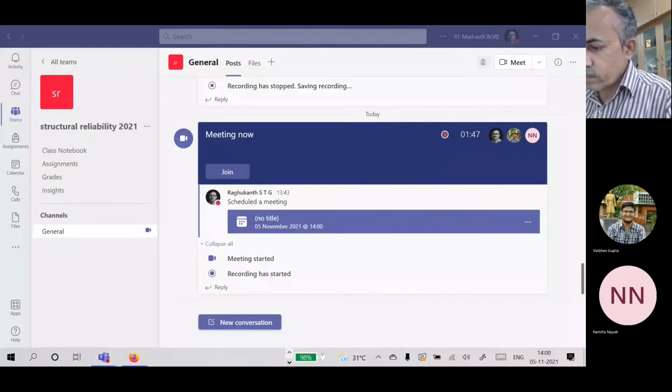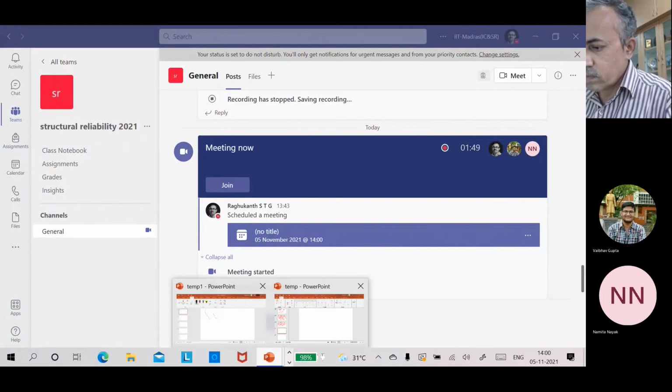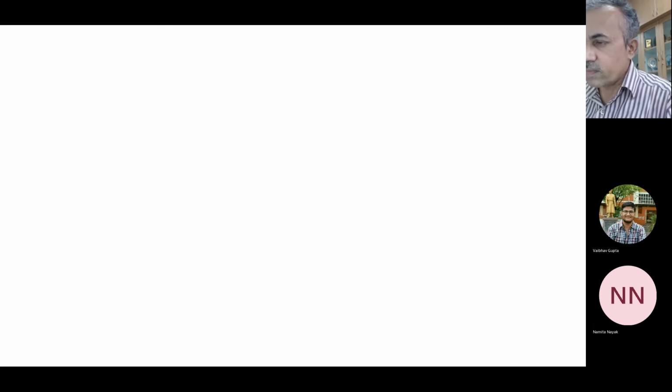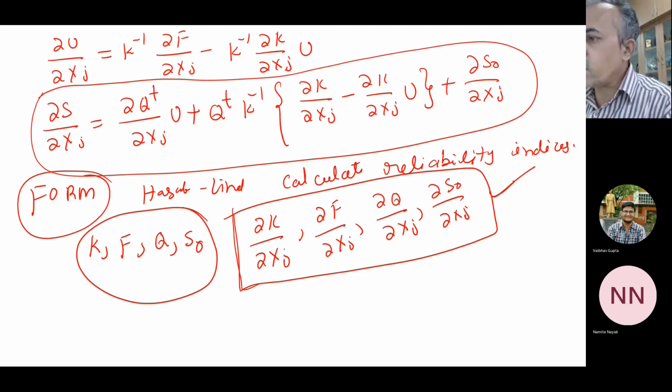FEMs. No, so you are able to see the slides, right? You are able to see now?